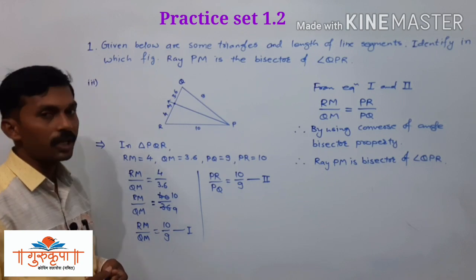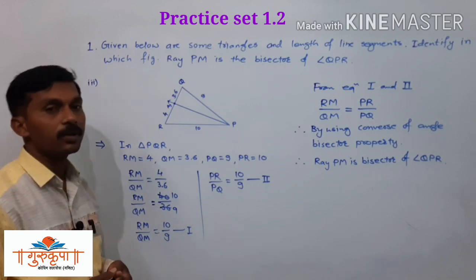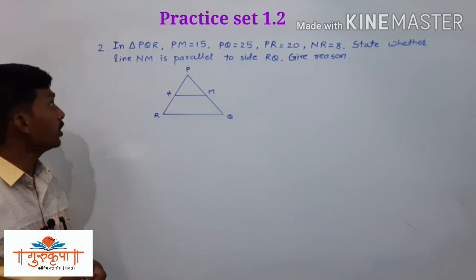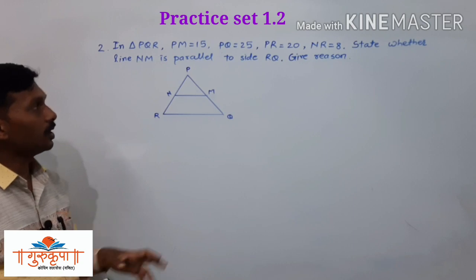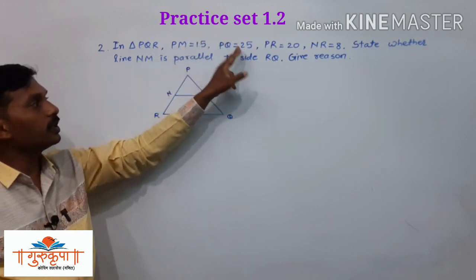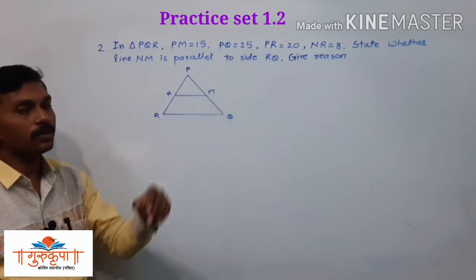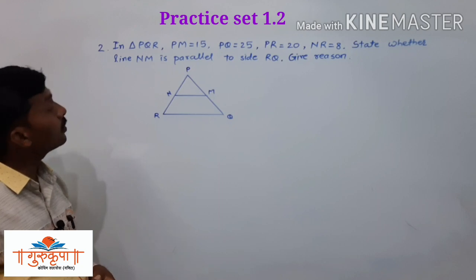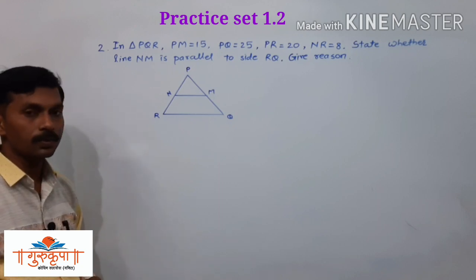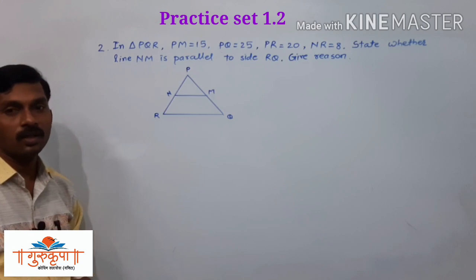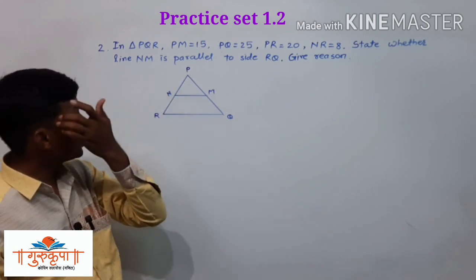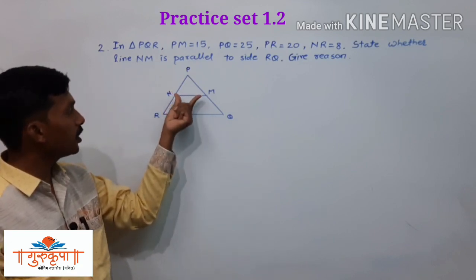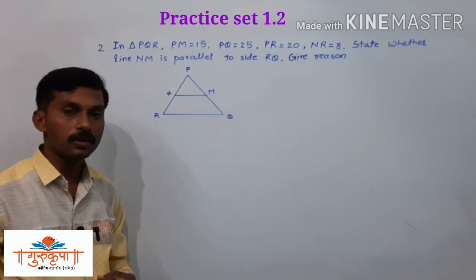Now we will take the second question from this practice set 1.2. The question is, in triangle PQR, Pm is equal to 15, PQ is equal to 25, PR is equal to 20, NR is equal to 8. State whether line NM is parallel to side RQ. Give a reason. And now here see, we have been given the lengths of some sides, and we have to determine whether this NM is parallel to RQ or not.